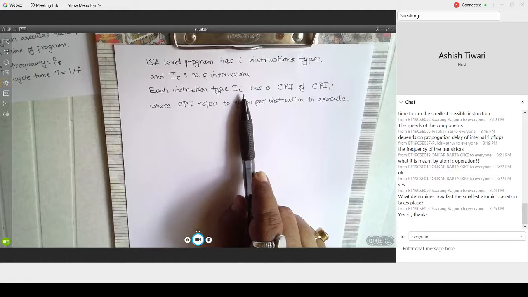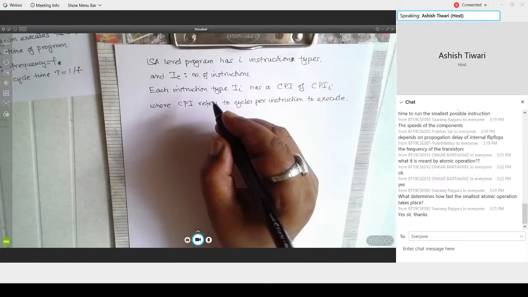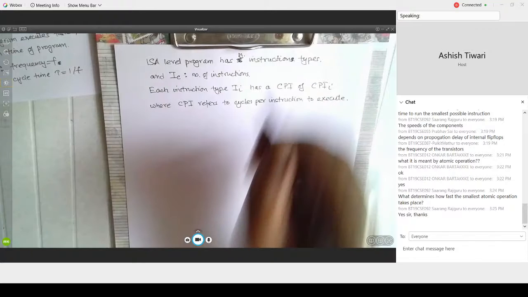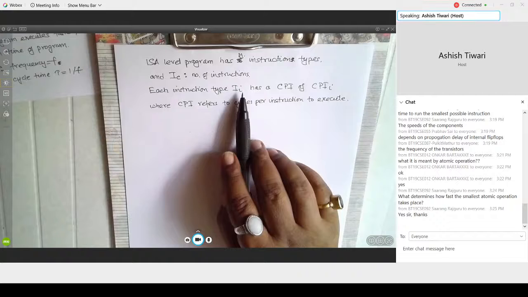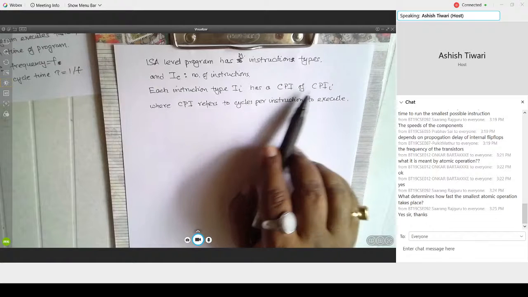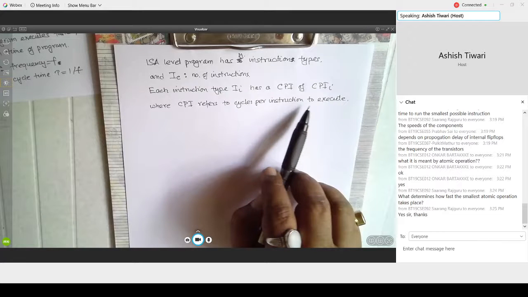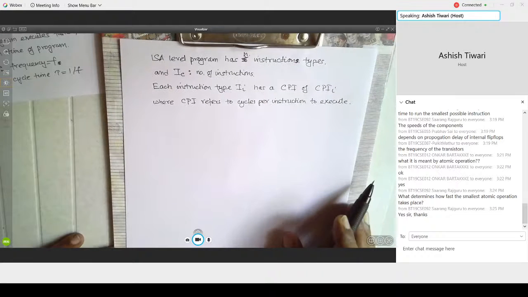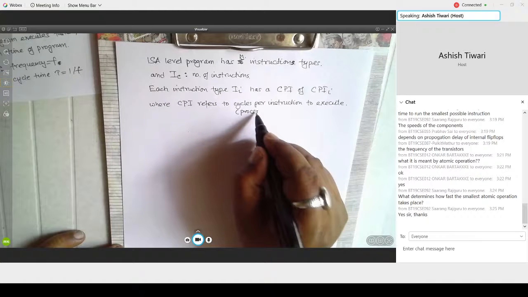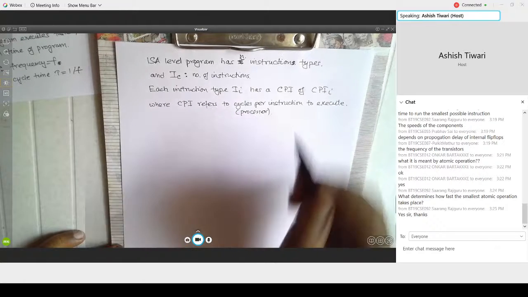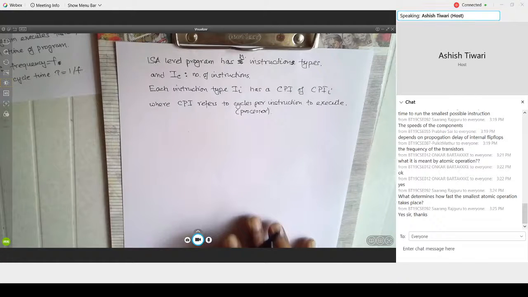Sorry, each ISA level program has n different instruction types, my mistake. And if I look at a particular type i, then it has a CPI of CPI subscript i, where CPI refers to cycles per instruction, the time to execute. And again, whenever I say cycles, it will always mean processor cycles, right? Otherwise, I will specify explicitly which cycles I am referring to. So it refers to processor cycles, right?